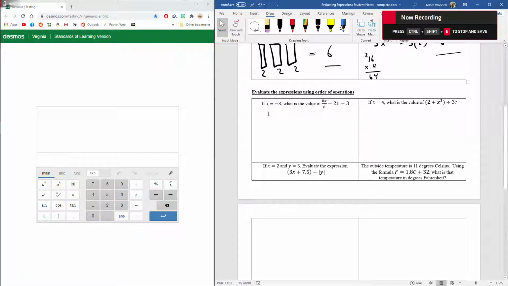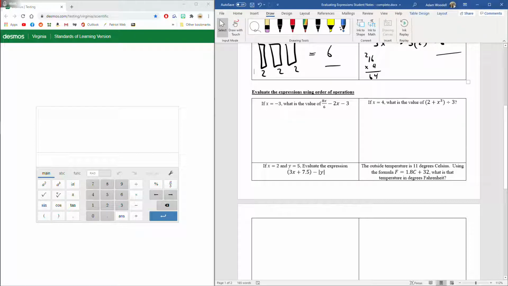Hey class, so I thought it would be worth it to show you guys another way of evaluating these expressions. So we went through the order of operations and I went through substituting on our papers, and I thought it would be worth it to show you guys how to do the same exact thing on Desmos. It might be a little bit easier for some of us. It's just an extra way of solving these questions.